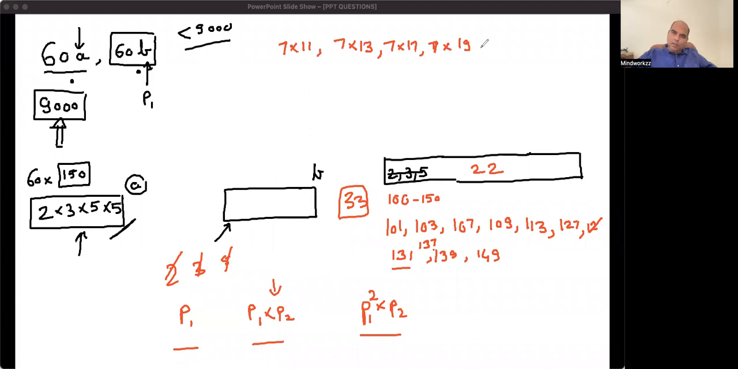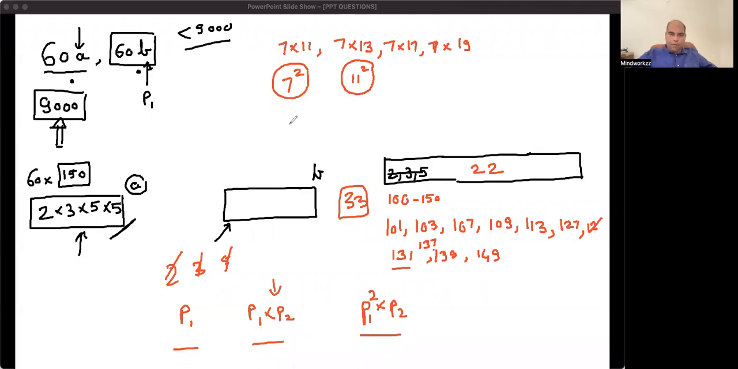That's 133. And then the next one is 7 into 23, which is crossing 150. So that makes it 4. And then you also have squares of 7: you can use 7 square, 49, and 11 square, 121. And 13 square is not possible because it is above 150.